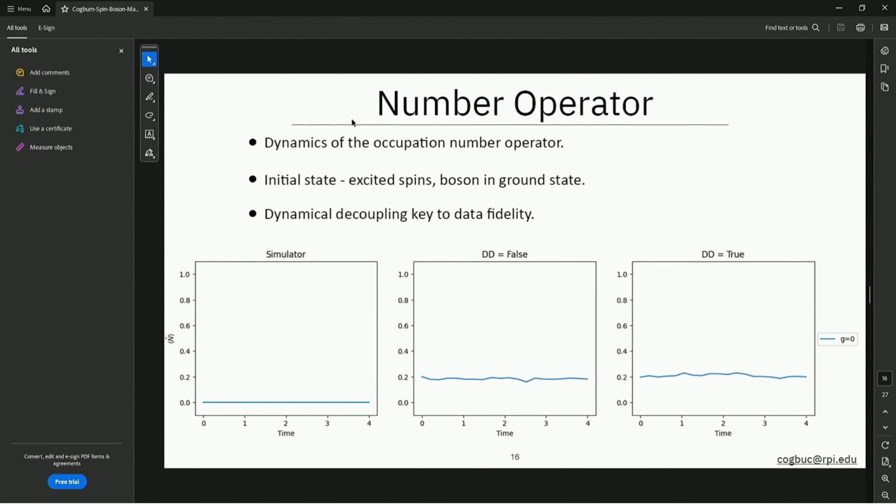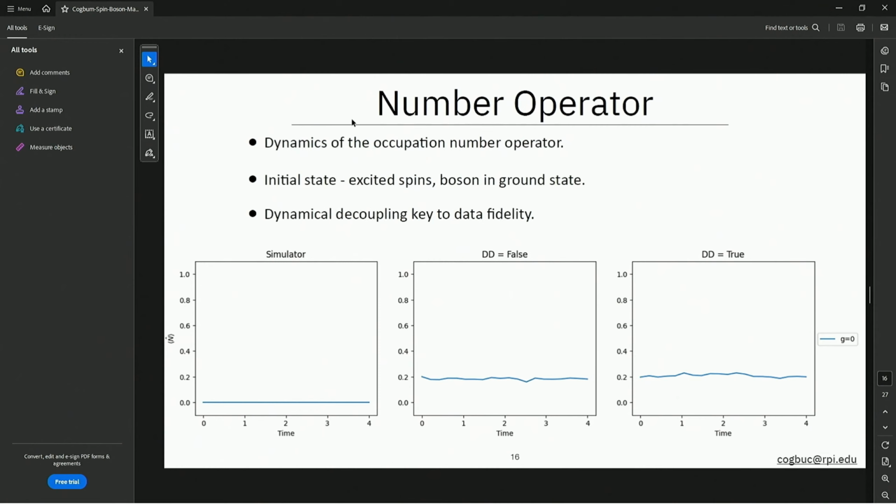So what's an observable that we can look at? We have a time evolution circuit, so let's just look at the dynamics of some observable for fun. Let's look at the occupation number, for example. The initial state here, we're going to start with excited spins, but the boson in its ground state. What you're going to see here is that dynamical decoupling is key to data fidelity, at least for this observable in this time evolution circuit.